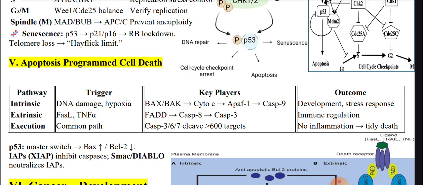p53 deciding life or death. Yes. When activated by severe stress, like massive DNA damage, p53 can transcriptionally activate pro-apoptotic genes, including BAX. At the same time, it can repress anti-apoptotic genes like BCL2, so p53 can tip the balance decisively towards the intrinsic apoptotic pathway if repair isn't possible.